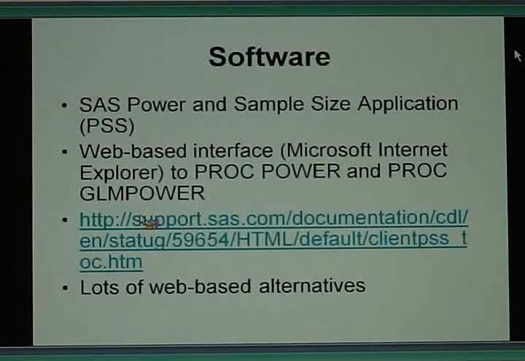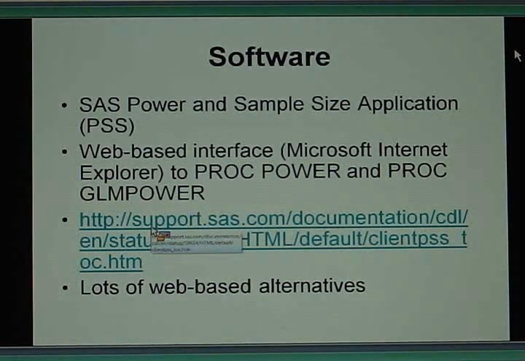You fix the power, it gives you the sample size, or you fix the sample size and it tells you the power. It's called the PSS, the Power and Sample Size Application. It's not a procedure in SAS, it's actually software that uses two procedures that SAS has: proc power, or proc GLM power. I've never read about those procedures, and I haven't used this software package that much, or this interface. It's based on using Microsoft Internet Explorer, and here's a link if you want to read more about it. But the point is, this is one of many.